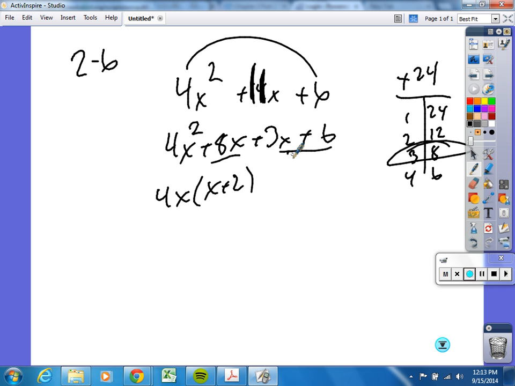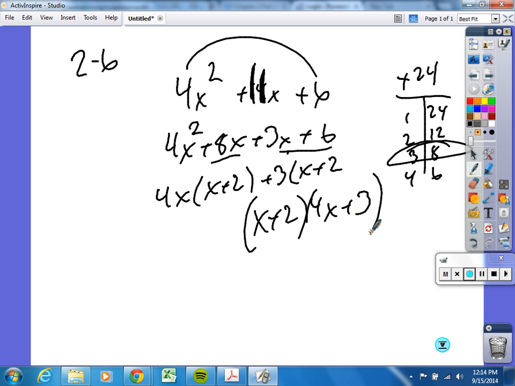What do these guys have in common? Plus 3, and I'm left with x plus 2. Pull out the x plus 2, and I'm left with 4x plus 3. Can somebody tell me the zeros of this one? Negative 3/4 and negative 2. Everybody understand where negative 3/4 comes from? Subtract the 3 divided by 4, right? Negative 2's right there.